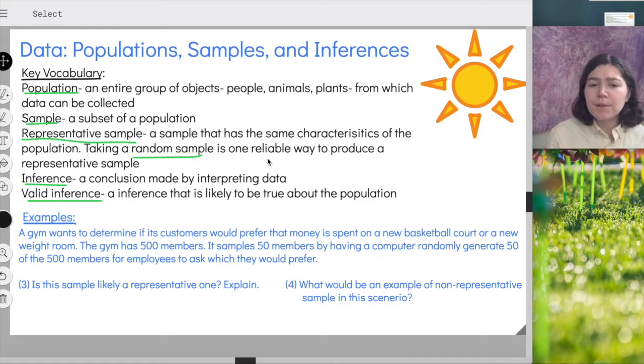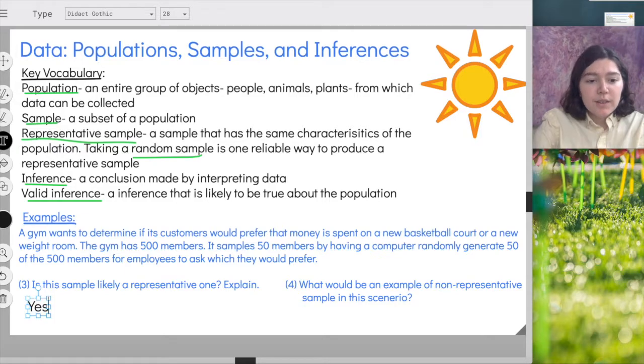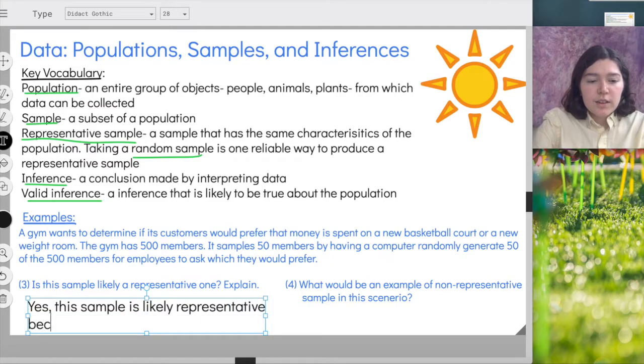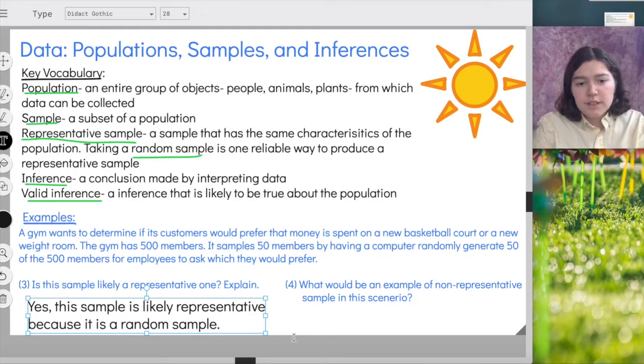Okay, so we selected 50 members. They're not telling us too much about those 50 members, but it did tell us something important, that a computer randomly generated 50 members out of the 500. Okay, so if it's computer generated and random, that means we definitely have a random sample. And a random sample is one reliable way to produce a representative sample. So yeah, this is going to be a representative sample most likely. So yes, this sample is likely representative because it is a random sample. Alright, that's all you need to say.